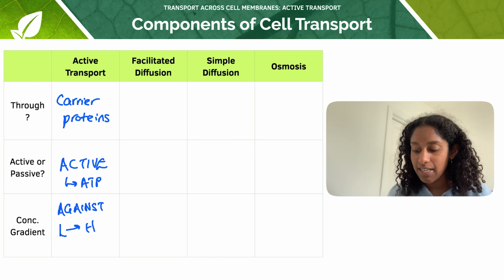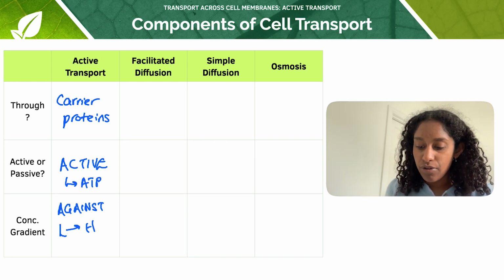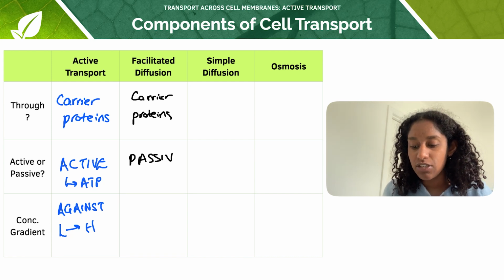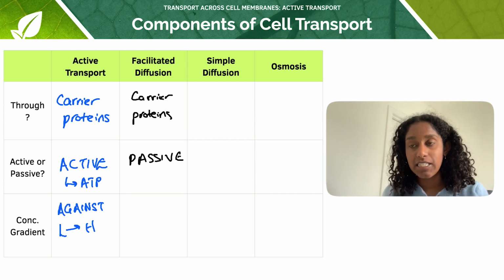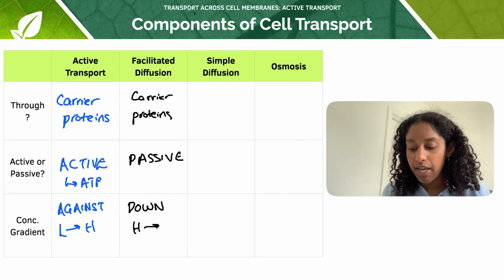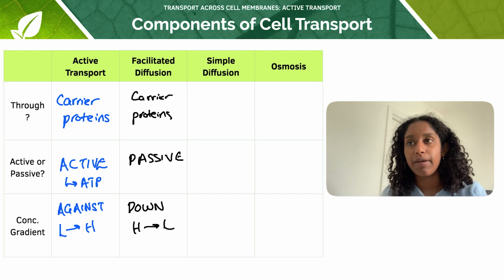Now let's contrast that to facilitated diffusion, which is also through carrier proteins, so there's a similarity there. However, the big difference is that it's a passive process. It does not require energy in the form of ATP, and it's down the concentration gradient, so from a high to a low concentration gradient.